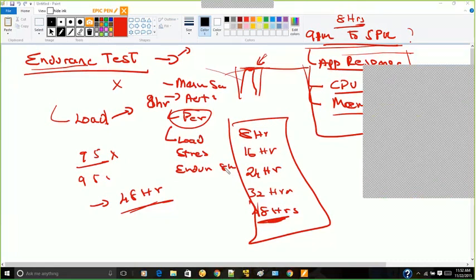If it's in an agile project, you hardly get 1 day for running. So what you usually do, you kick off in the night. So if it's 24 hours, you'll start during the day, run the whole night. Next day morning, you'll stop the test.